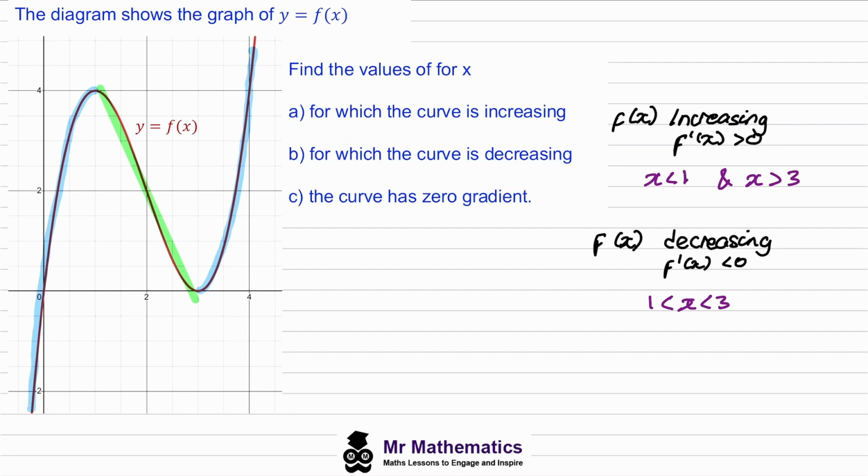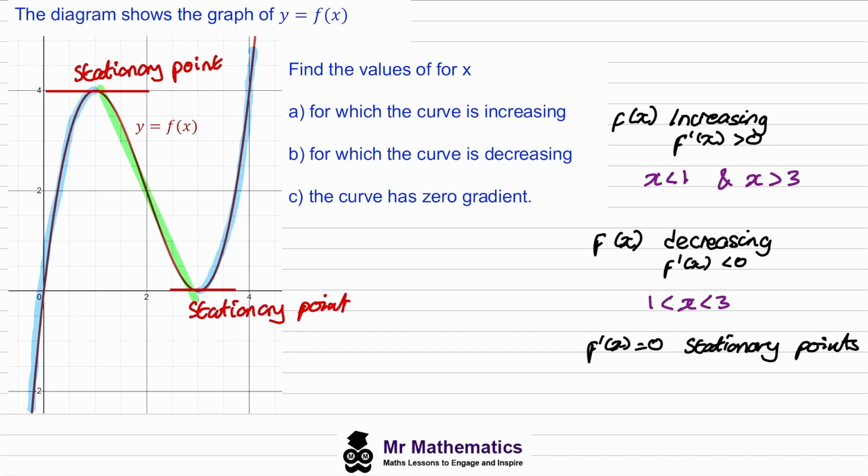And then to find when the curve has 0 gradient, that will be at this point and this point. We call each of these stationary points. So when f dash of x is equal to 0, we have stationary points. And for this question, this will be when x is equal to 1 and x is equal to 3. Okay, let's try the next example.